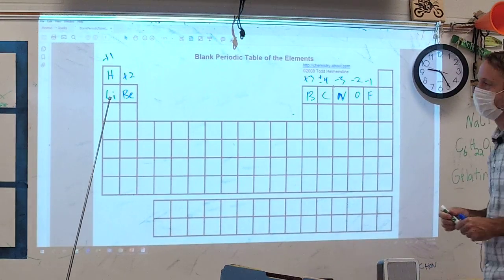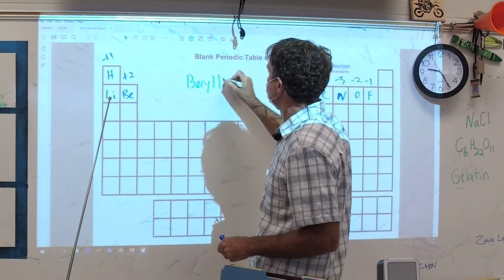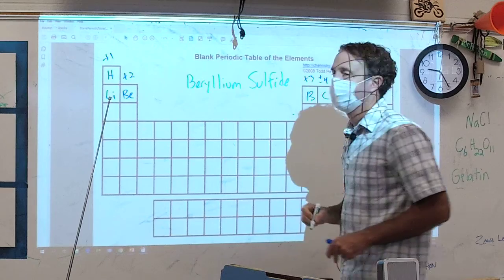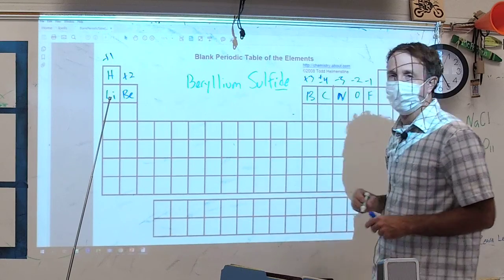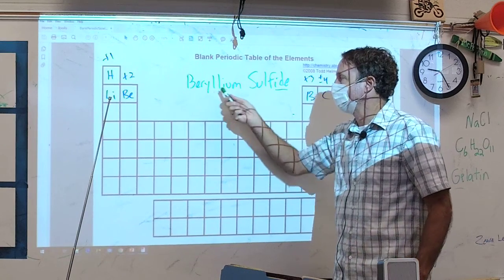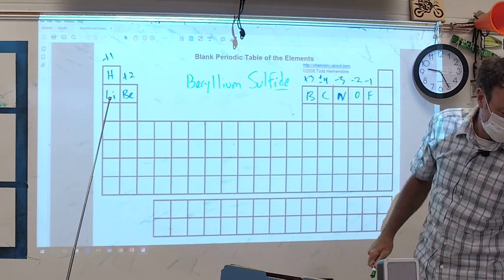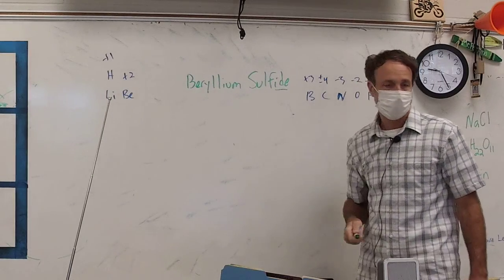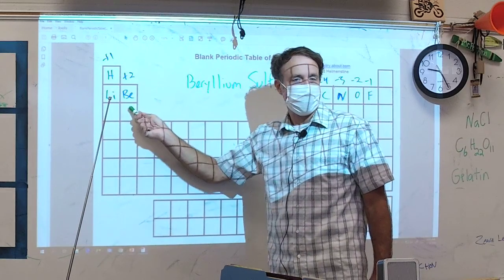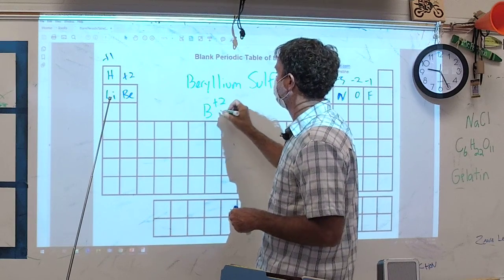How about I ask you to write a formula for beryllium sulfide. I'm putting this "ide" on here saying that these two are bonded. Does that make sense? I'm not writing beryllium sulfur, I'm writing beryllium sulfide. So, here is beryllium. What is its oxidation number? You can just write Be +2.